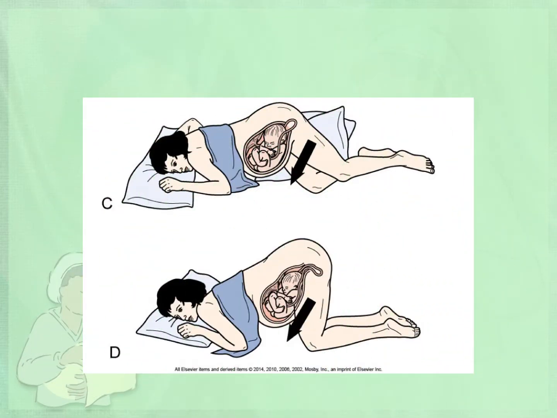In this slide, you see two different positions to attempt to get the fetal head off of the umbilical cord. In D, you see the knee-chest position, where you put the woman with her head down. This attempts to get gravity to assist and get the fetal head off of the umbilical cord.